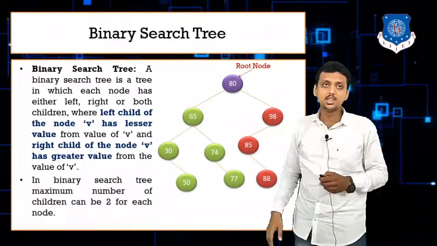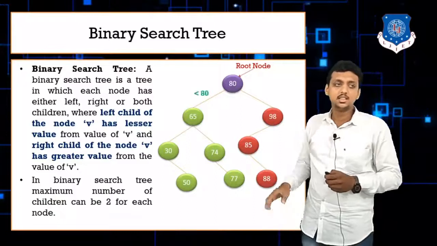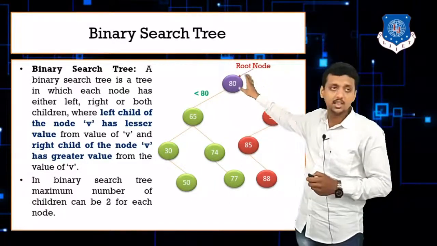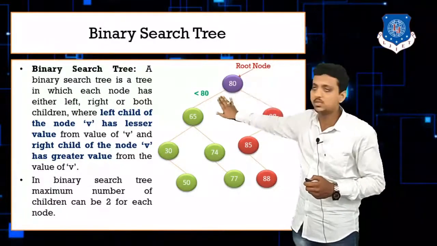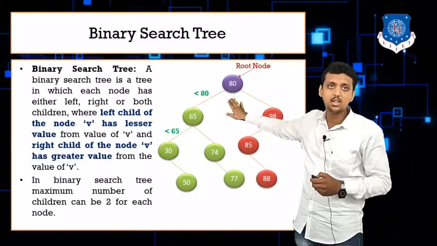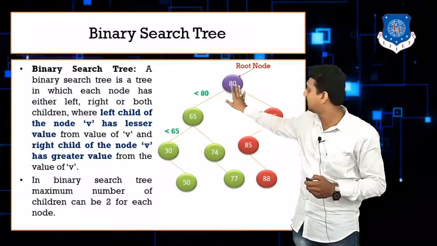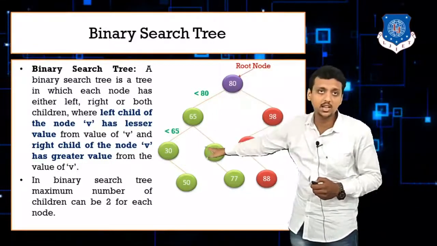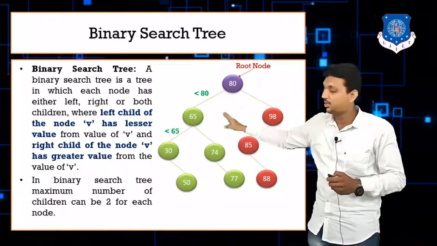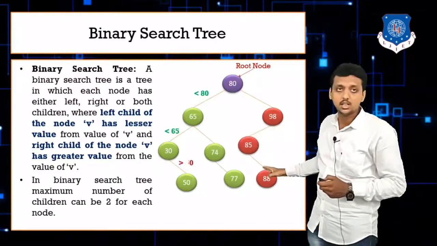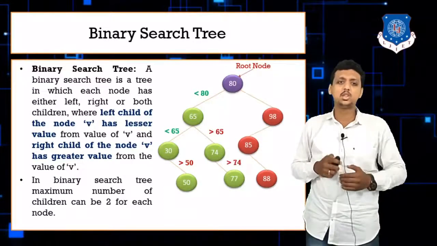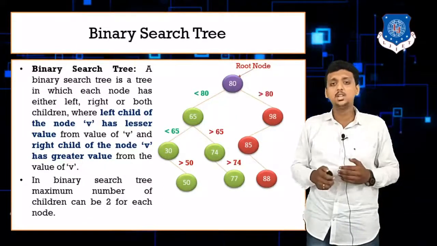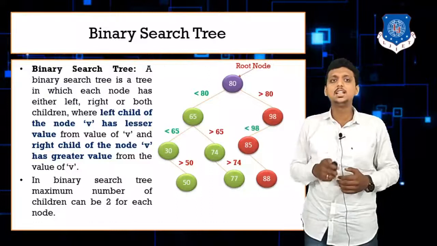See here, the first value is 80, then 65. 65 is less than 80, that's why it's on the left side. Now next, 30 is less than 65, so again it's on the left side. Next we have 50, which is greater than 30, so it's on the right side. In this way, the greater values are situated on the right side and the smaller values are situated on the left side. That is known as binary search tree.